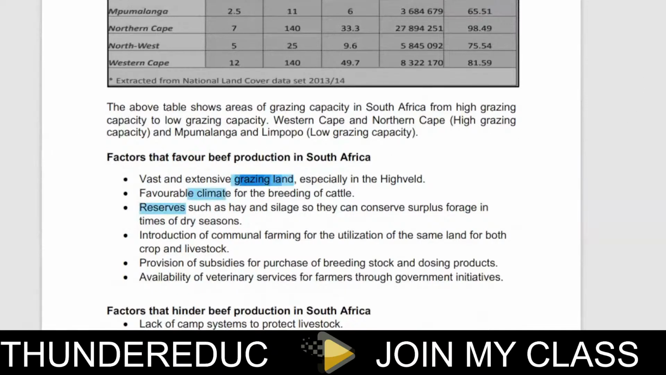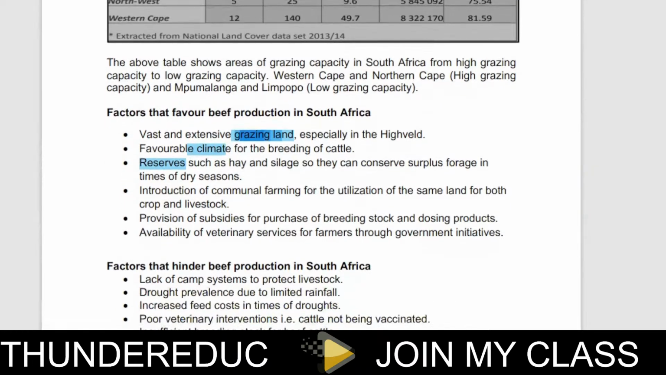But if they want you to explain or write it in detail, and I just say grazing land, then it doesn't make any sense. What about the grazing land? What's wrong with the grazing land? So you have to tell us that the available grazing land or the areas with the grazing land is very extensive, it's very big, so that it favors the keeping or the growing of animals, encouraging beef production.